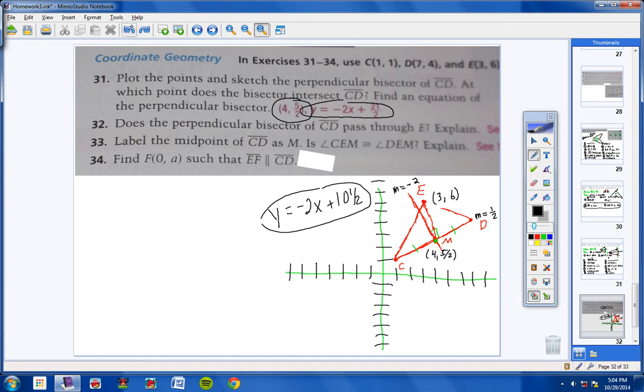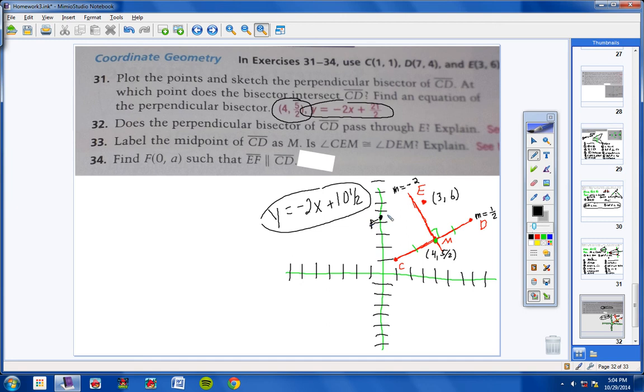Let me get rid of these lines over here real quick. Okay, now moving on to the last step. Okay, so this will be good here. Find F, and F is 0, A. So, now watch carefully. F is 0, so we know it's somewhere on the x-axis, okay? A, so that EF is parallel to CD. This is going to be interesting. Watch this, okay? Look, we know that F has to be somewhere around here, okay?